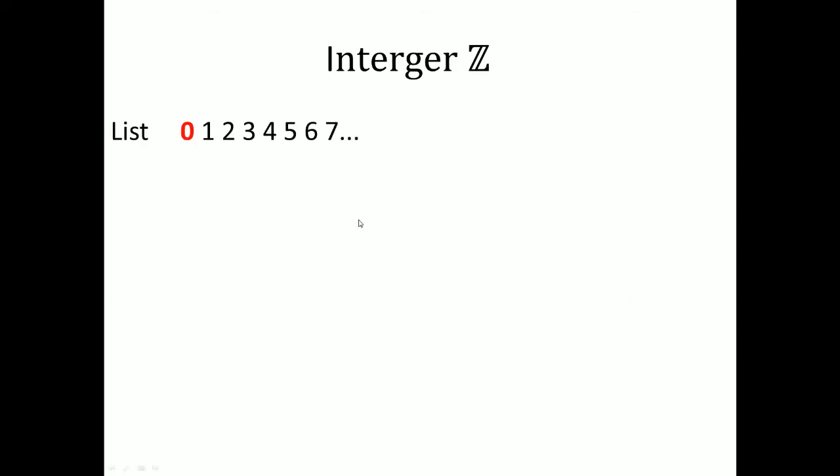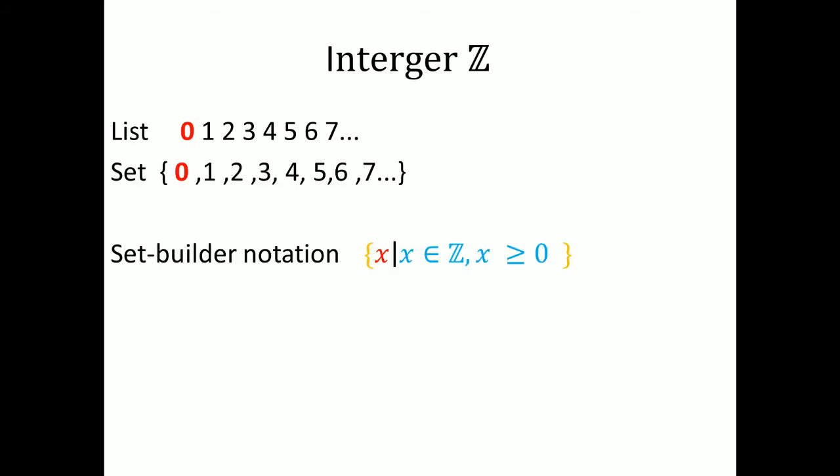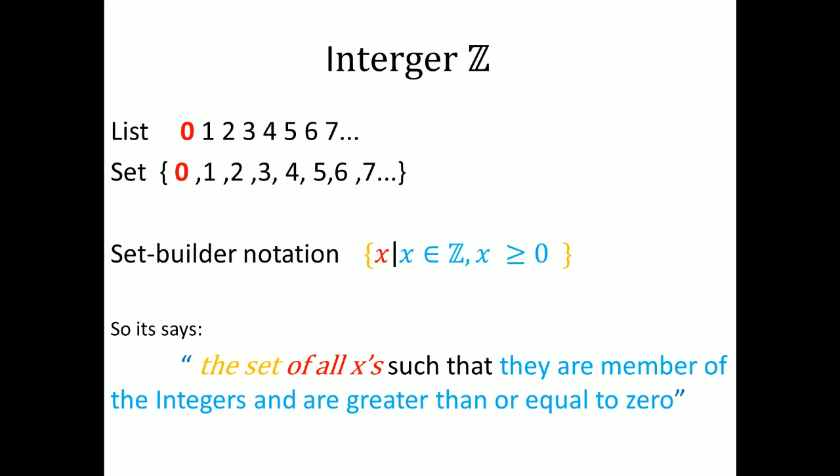Next, you could also see this where they just cut off the negatives. You would say that it is the set of all x such that they are members of the integers and that are greater than or equal to 0. Okay, so it's 0, 1, 2, 3, 4, 5, 6, 7, 8, 9, 10, 11, 12. If you ever see this, this is just another way of saying whole numbers.